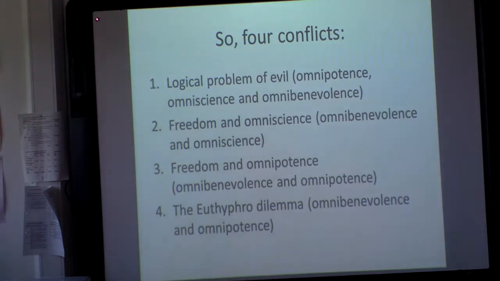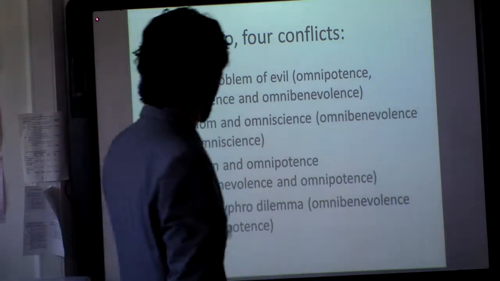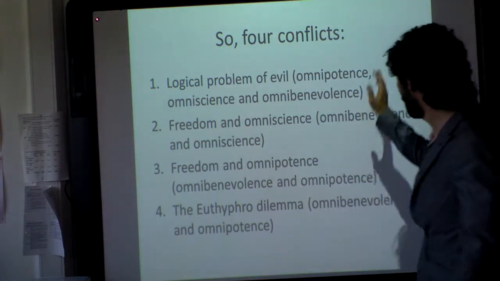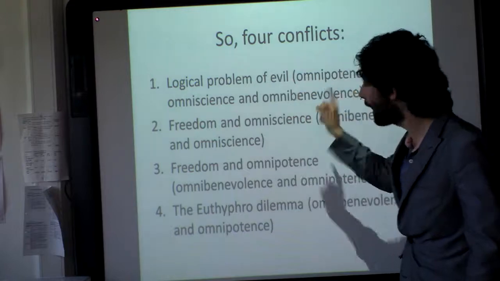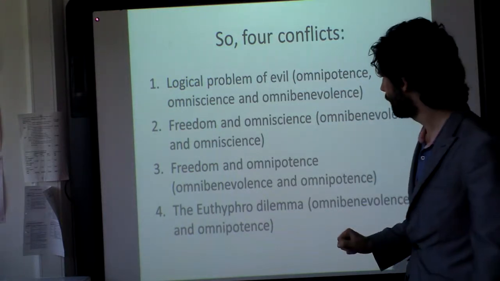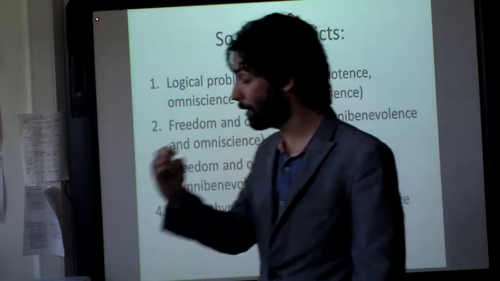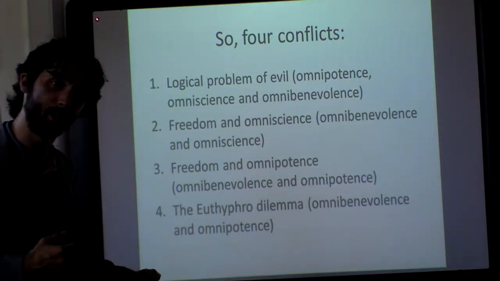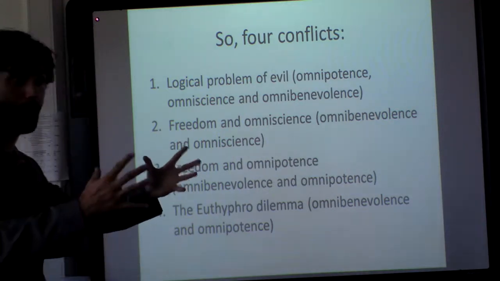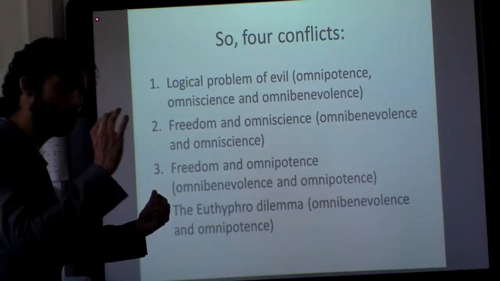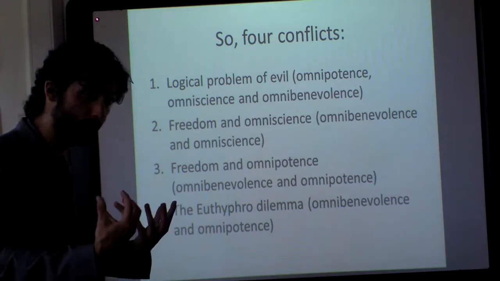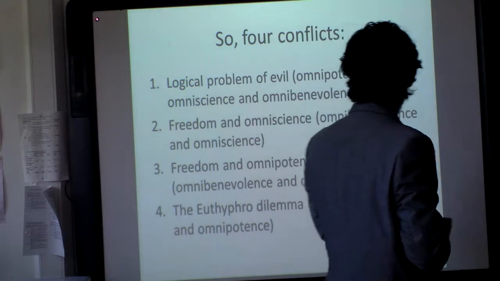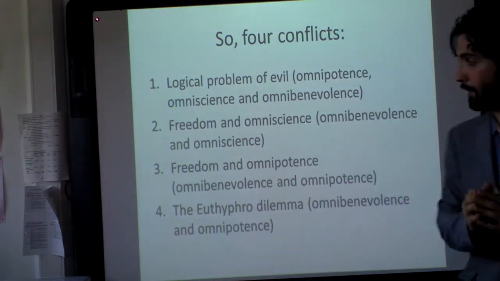So, to summarize, we've got 4 conflicts. 1, we've got the logical problem of evil, which you all know very well. And that's a conflict that involves all 3 of omnipotence, omniscience, and omnibenevolence. The second conflict has to do with free will and omniscience. This conflict involves omniscience, obviously, but also omnibenevolence, because if God doesn't give us free will, but then punishes us for actions that we can't help, then that goes against his goodness.